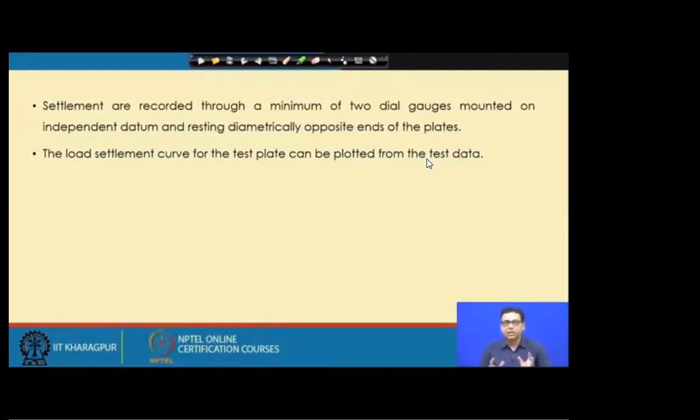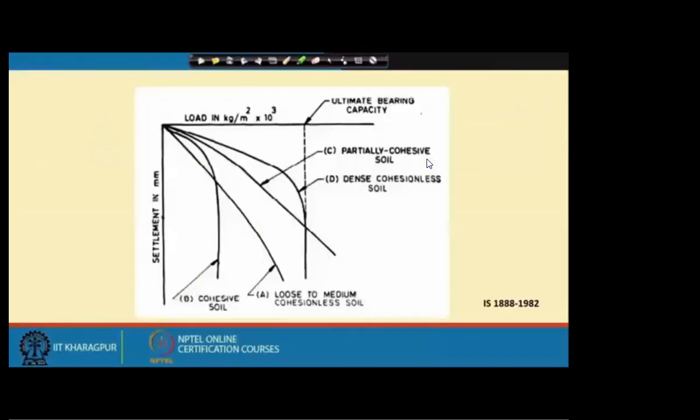So, ultimately the end product of this test is that we will get a load versus settlement plot. We will apply the load, we will measure the settlement, and then we will plot that, and from that plot we will use it for our design purpose.